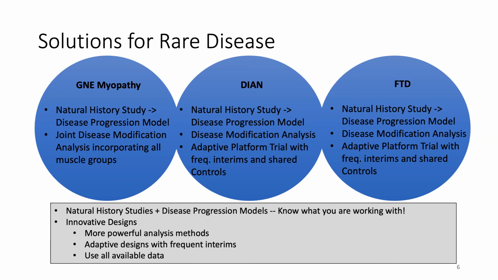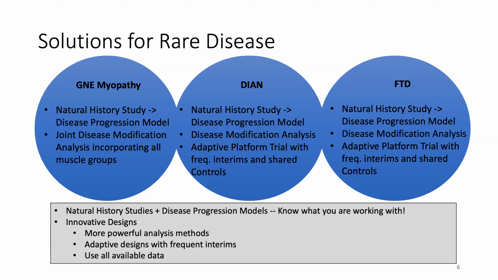But there are ways to have more powerful analysis methods that use all available data. That might mean, if you have repeated measures, you use all of the longitudinal data instead of just doing a change from baseline at 2 years t-test. It might mean using multiple endpoints in some sort of joint model. It could mean a lot of different things, but really think carefully and creatively about more powerful analysis approaches.